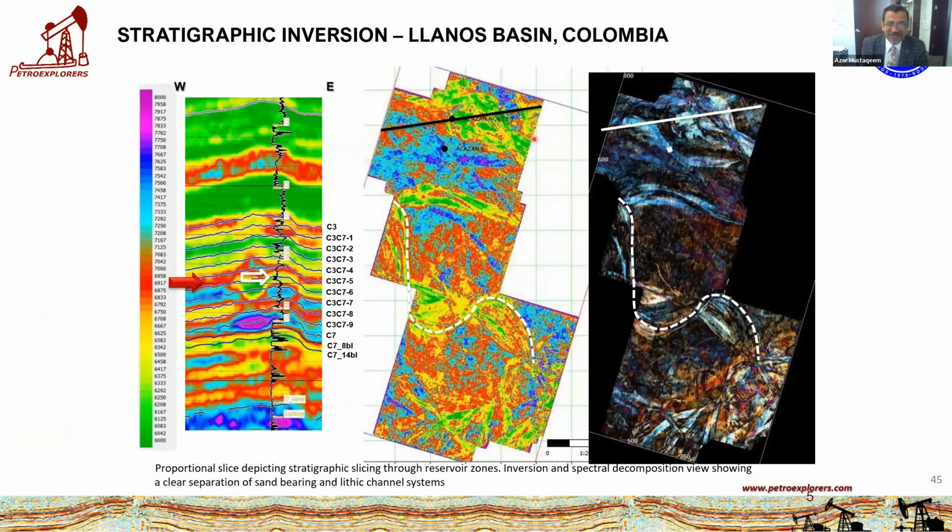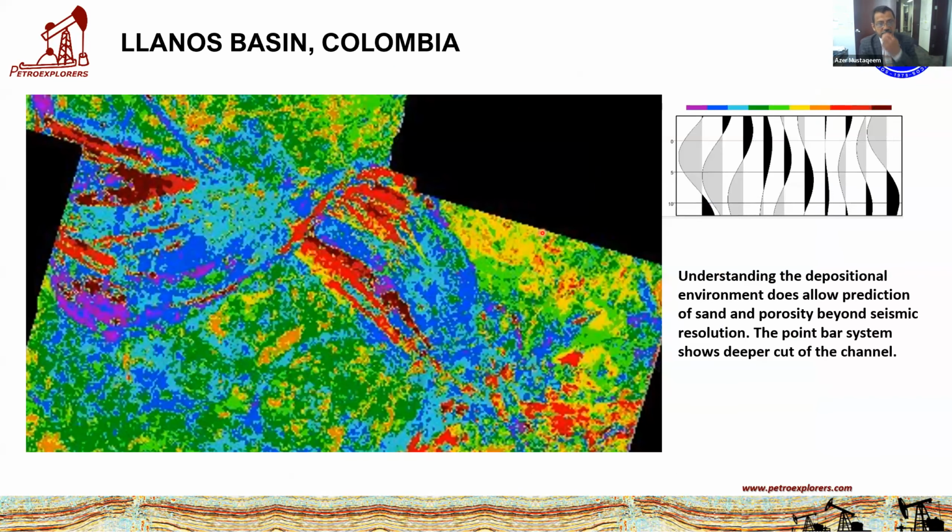And one of the beautiful things in the Llanos Basin is that you can see the point bar system in great detail from the inversion and from the spectral decomposition. Putting it together shows how these systems are working. Now, is it hydrocarbon bearing or not? That comes after the closures. But again, understanding what system you're dealing with becomes really important, especially along the faults.